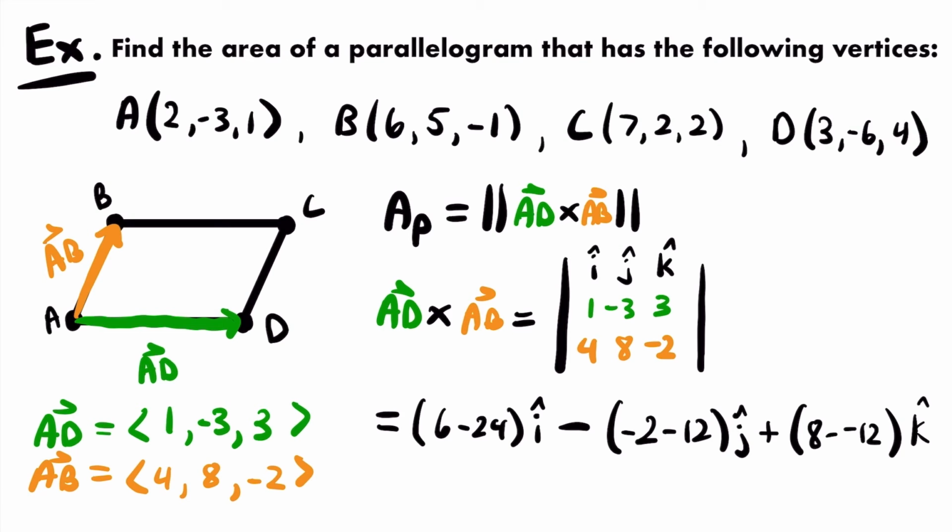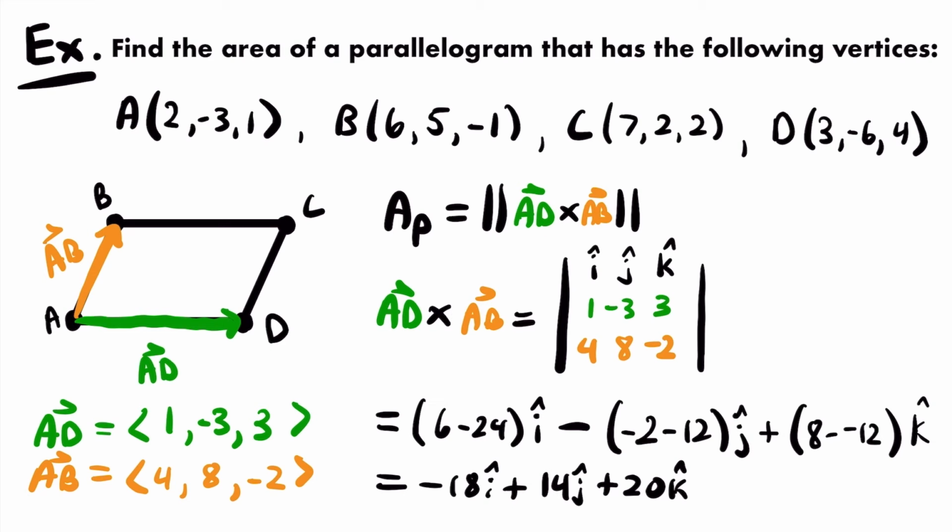Okay, now if we simplify, 6 minus 24 is negative 18. So this is equal to negative 18i. And then we have negative 2 minus 12 times j. Negative 2 minus 12 will be negative 14, but then we are subtracting that term, so we'll have positive 14j. All right, so we have plus 14j, and then we're adding that to 8 minus negative 12 times k, and 8 minus negative 12 is the same as 8 plus 12, which is 20, and so we'll have plus 20k. All right. And so that's the vector that results from the cross product of vector AD and vector AB.